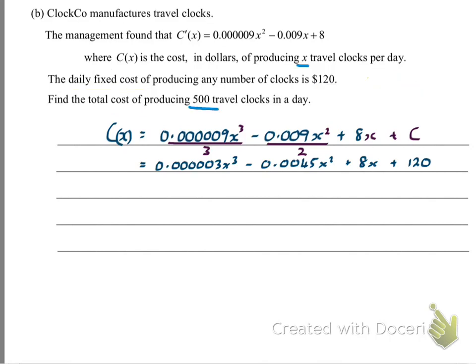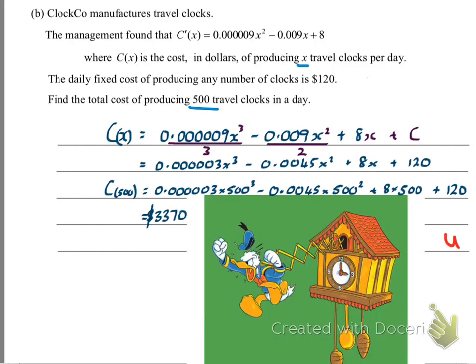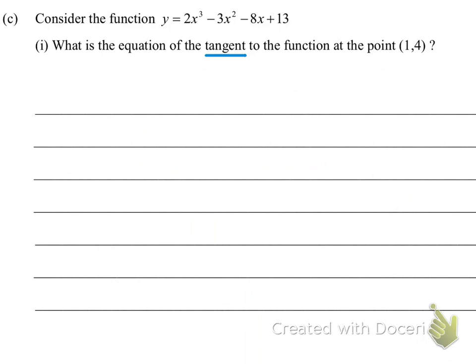Now we want the cost of 500 travel clocks. So substitute 500 for x, put the 500 in, run it through your calculator, don't make any mistakes, and there's achieved. And yeah, you might be pretty angry as well, all that work for achieved, but it was quite good fun really. Equation of the tangent.